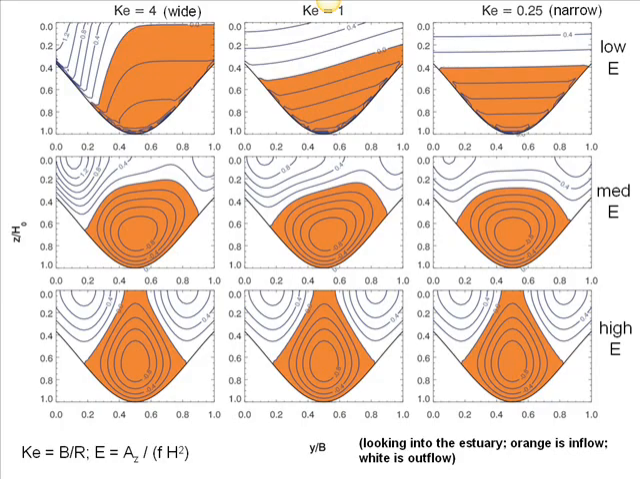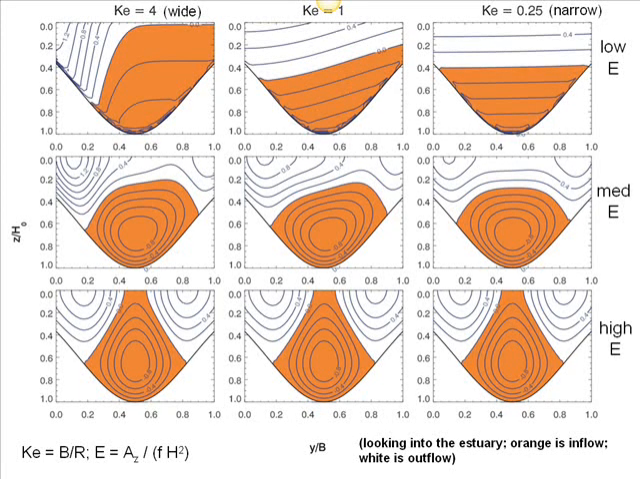So again, we have here a collection of different Kelvin and Ekman numbers, a combination of 3 by 3. We're looking into the estuary. The white contours represent water coming towards you. The orange contours represent water going away from you. Notice that the contours are blue and the filling is orange. This has nothing to do with orange and blue.